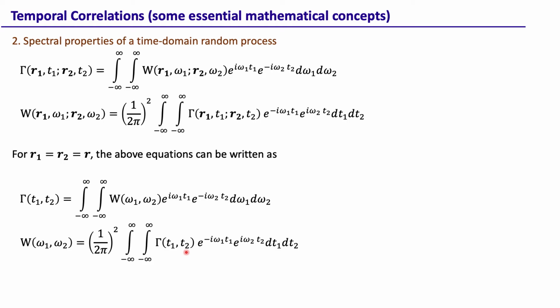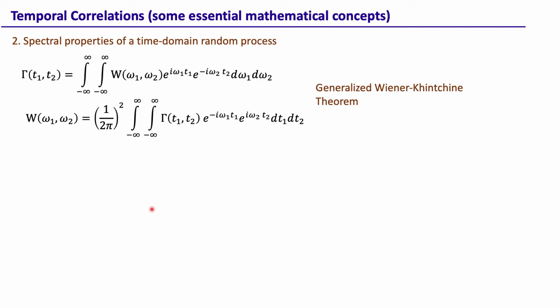And this set of equations, these two, is called the generalized Wiener-Khintchine theorem, which relates the 2-point cross correlation function to the 2-point in frequency cross spectral density function. Okay. So that's the generalized Wiener-Khintchine theorem. I'm just rewriting it here. There's nothing new.